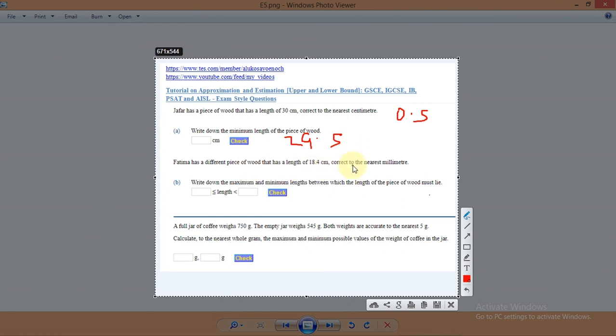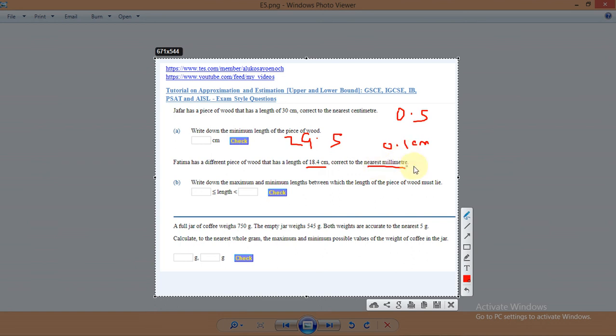Fatima has a piece of wood, correct to the nearest millimeter. Now the problem you guys are going to have here is that this is centimeter, and this asks you for the nearest millimeter. So you ask yourself how many millimeters make a centimeter. 10 millimeters make 1 centimeter. So moving from millimeter to centimeter, that is 0.1. So the nearest millimeter is the same thing as 0.1 centimeter. Since I'm working with centimeter here, because they want me to write down the minimum of the wood that it must lie, this is what you should do then.